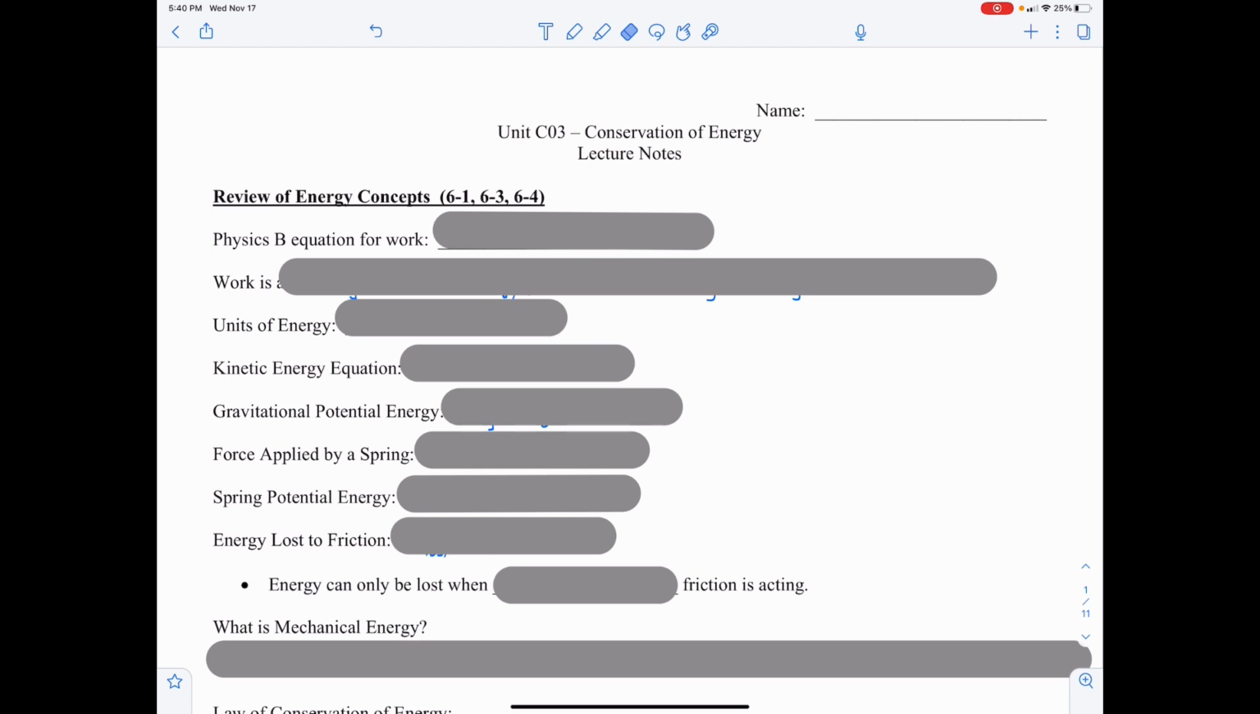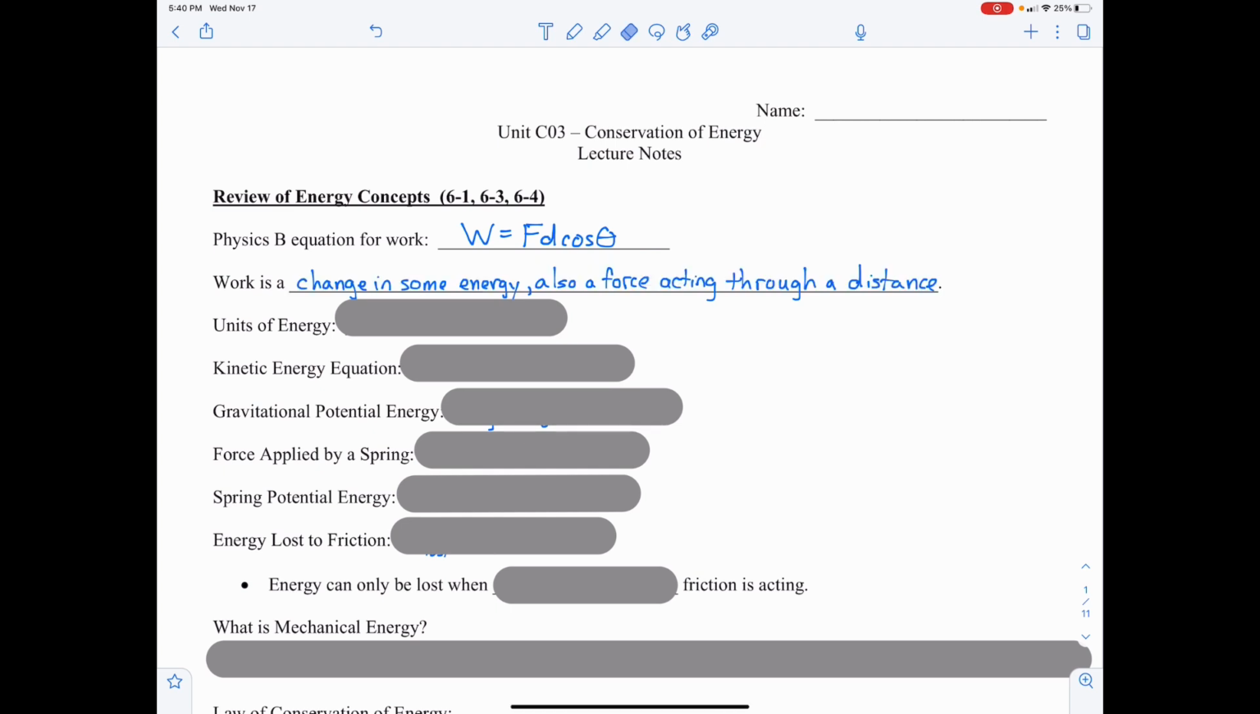Well, the main physics equation for work is force times distance times the cosine of the angle, where angle theta is the angle between the force and the displacement. Work is the change in some energy. It's also a force acting through a distance. The unit of energy is the joule.